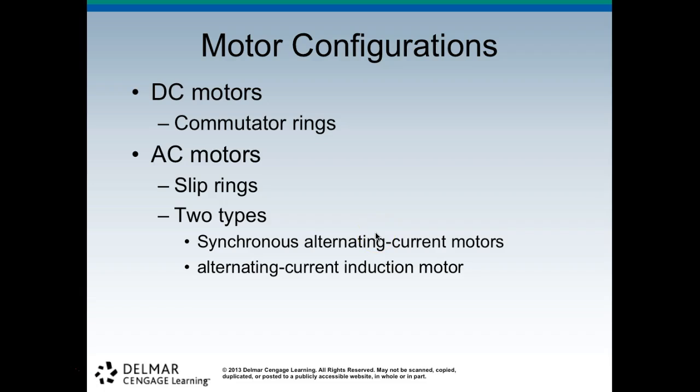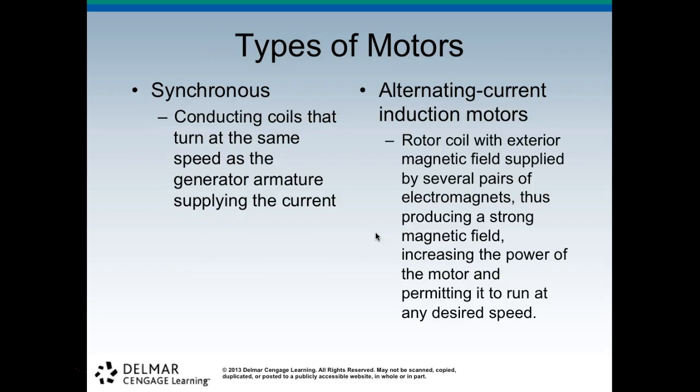Motor configurations: there are DC and AC motors. DC motors have the commutator rings. The AC motor uses slip rings. There are two types: synchronous alternating current motors and alternating current induction motors. The synchronous has conducting coils that turn at the same speed as the generator armature supplying the current. Then there is the alternating current induction motor. Induction there is important. It has rotor coils with the exterior magnetic field supplied by several pairs of electromagnets, thus producing a strong magnetic field, increasing the power of the motor and permitting it to turn at any desired speed.